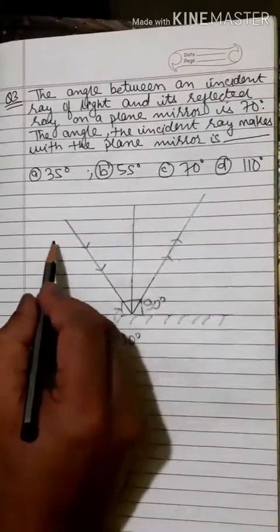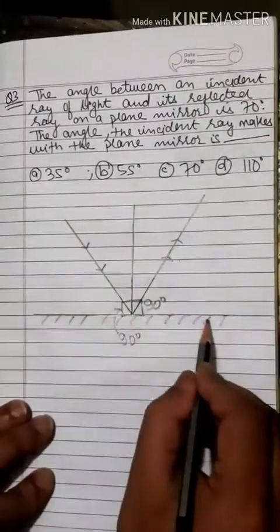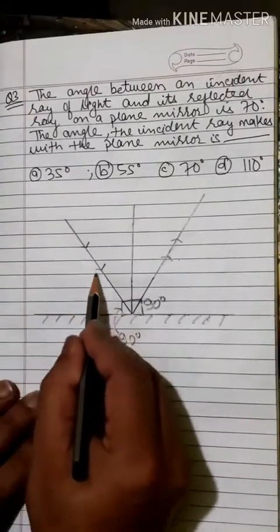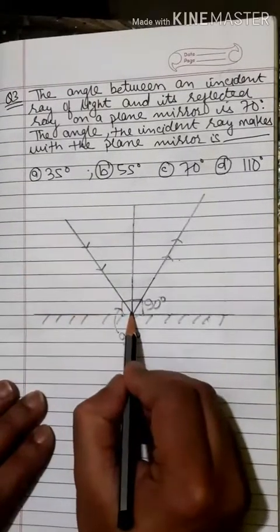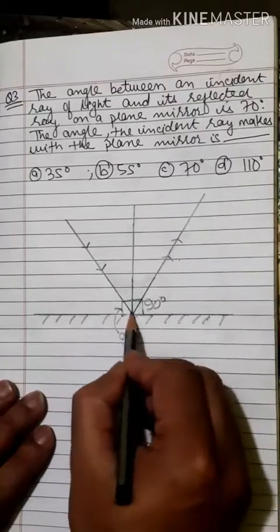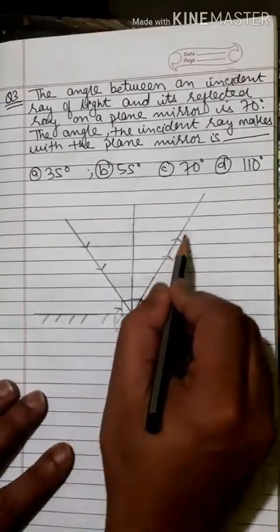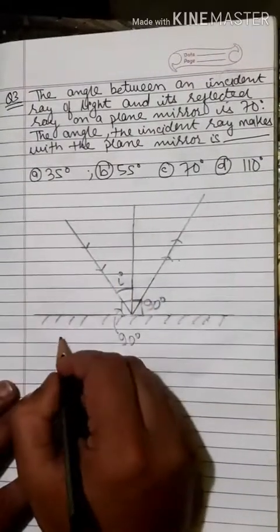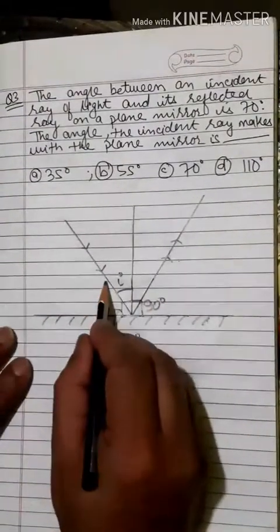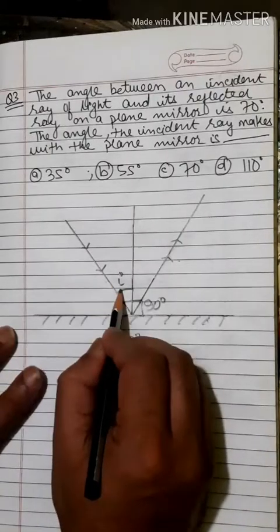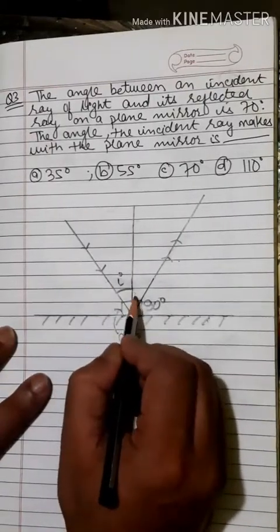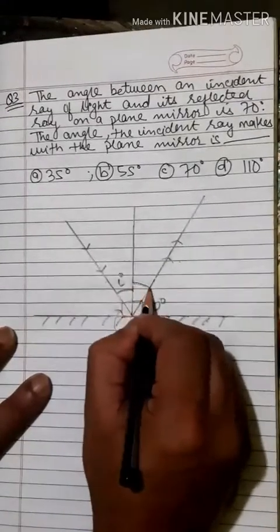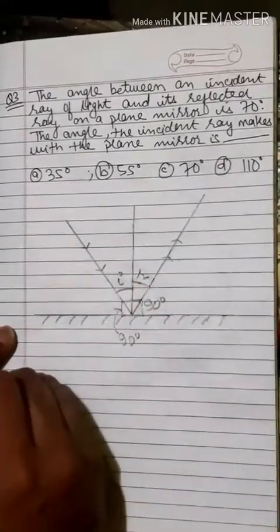Now we have the normal, we have the reflecting surface, now we have the incident ray. The incident ray comes, it strikes the reflecting surface at the point of normal, and then it gets reflected. So this is your angle I. The angle made between the incident ray and the normal is the angle of incidence, and the angle made between the reflected ray and your normal is your angle of reflection.